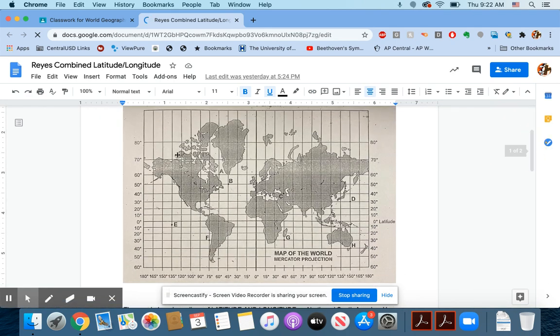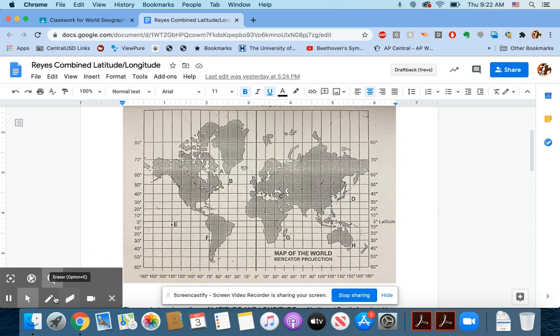This map has latitude and longitude on it. You guys remember latitude are the lines that are going across. Longitude are the lines that are going up and down. Well, in order to be able to locate locations on this grid, because that's what the lines create, a grid, you need to know where two lines are. The prime meridian and the equator. The equator is right here at 0 degrees.